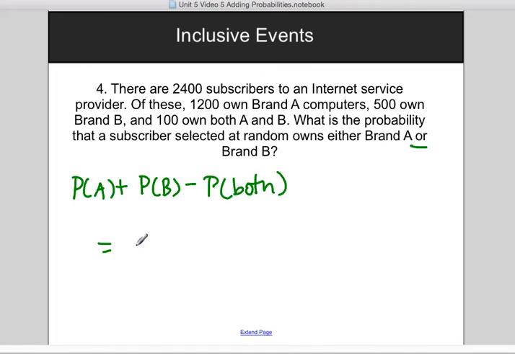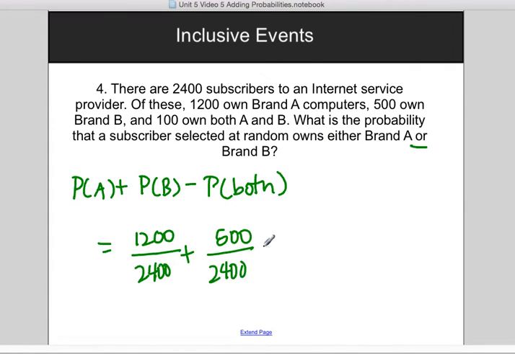So for A, there's 1,200 over the 2,400, plus B, 500 over the 2,400, minus both, 100 people own both.